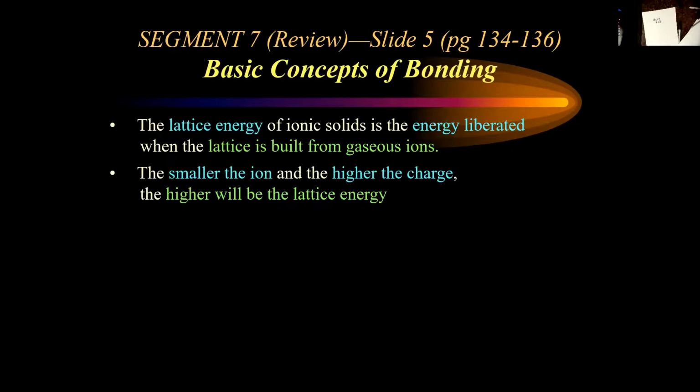What about the charge? Compare 2 ions of the same size, but let's say one of them is a +2, the other one is a +1. Well, obviously the +2 has a stronger attraction for negative charge than the +1 does. So the larger the charge and the smaller the ion, the higher the lattice energy is going to be.